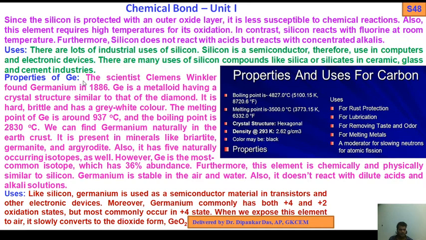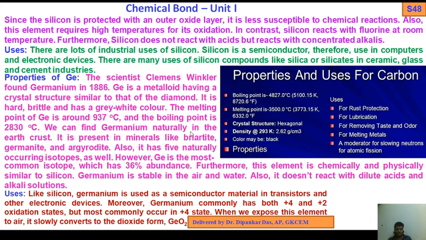Now, properties of germanium. The scientist Clemens Winkler found germanium in 1886. Germanium is a metalloid having a crystal structure similar to that of diamond. It is hard, brittle, and has a grey-white color. The melting point of germanium is around 937 degrees centigrade, and the boiling point is quite high, 2830 degrees centigrade.